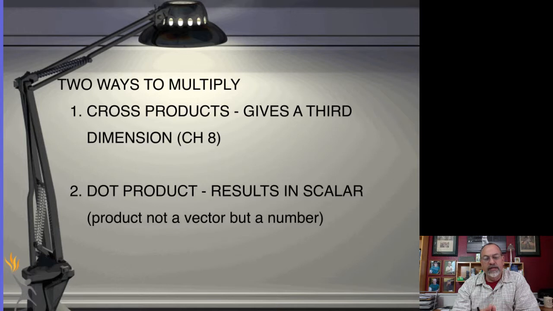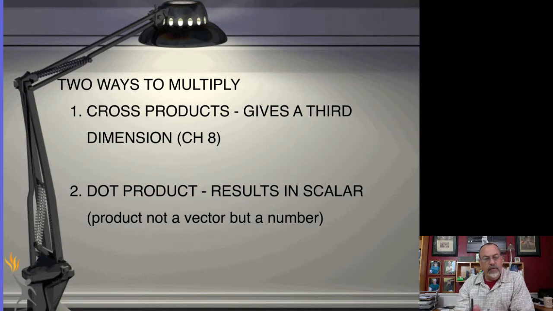Now there are a couple ways that we can multiply vectors together. One is called the cross product method, which actually gives us a vector that's perpendicular to the plane of the original two vectors, and that has to deal with vectors in 3 dimensions. We won't cover that in this chapter, but that would be something that we would look at in Chapter 8.